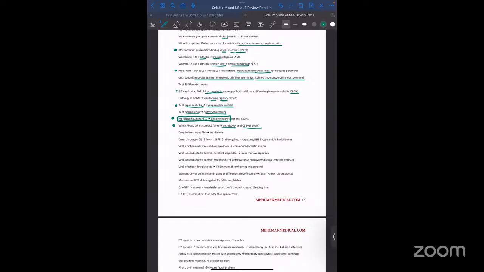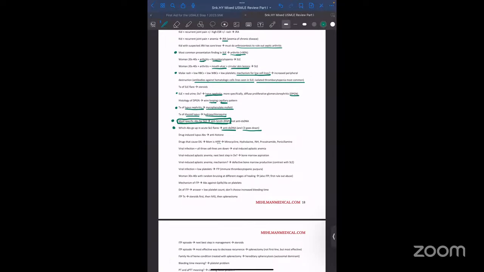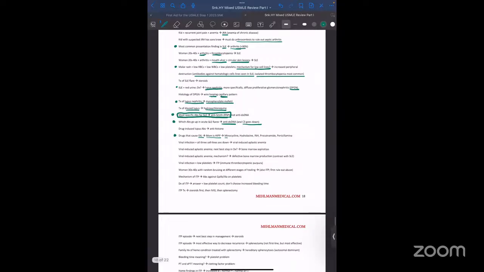Drugs that cause DIL, which is drug-induced lupus. MOM is HIP. Minocycline, hydralazine, INH, procainamide, penicillamine. MOM is HIP. I think they had a different mnemonic in step one. Isn't it like ships or something? Anyway, MOM is HIP. Minocycline, just like a tetracycline, hydralazine, isoniazid, procainamide, penicillamine.